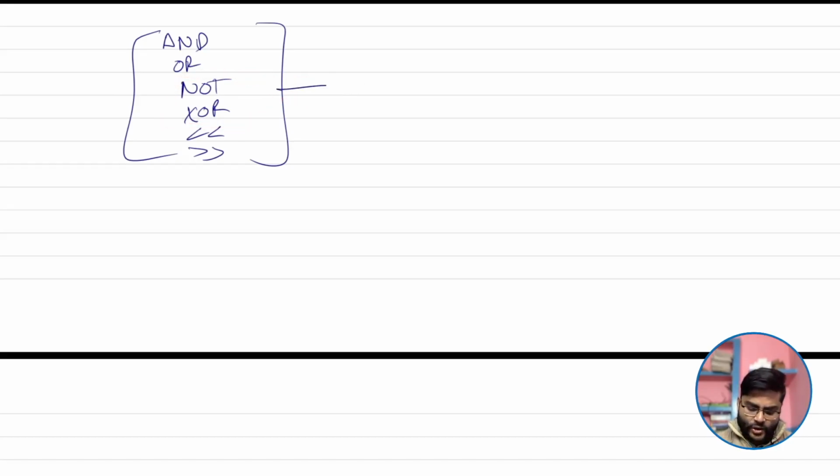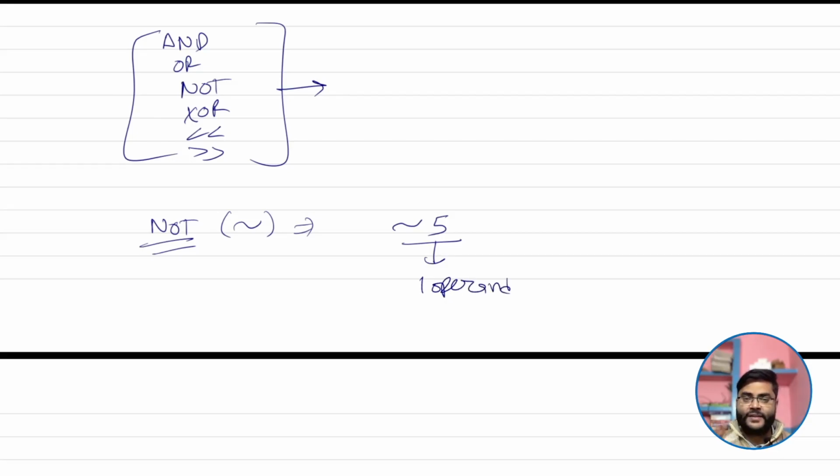So let's take NOT operator. So what does NOT do? Let's say I take 5, and I want to invert 5. So first of all, NOT takes one operand only, and it inverts all the bits. So 5 can be written as this one, and if I do NOT of it, it will be 1, 0, 1, 0. So it inverted all the bits, right? NOT takes one operand and it inverts all the bits.